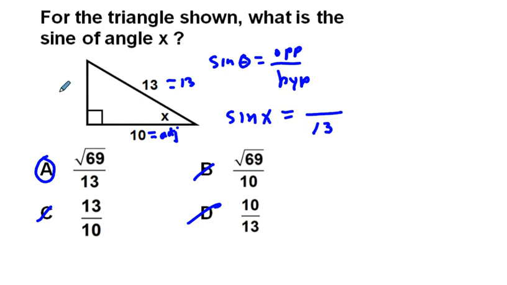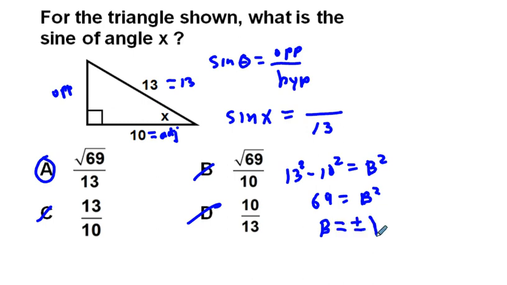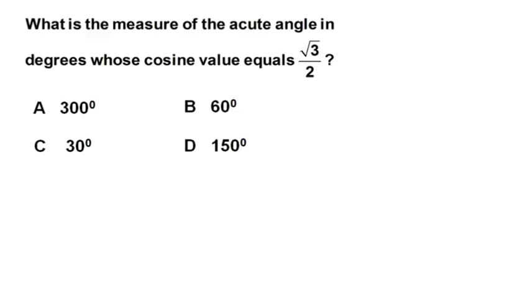And for our opposite side, we use C squared minus A squared equals B squared. So we have C squared minus A squared equals B squared. And so you're going to get 69 equals B squared. So B is going to be equal to plus or minus the square root of 69. And in the context of this problem, we're going to just have the positive value, because distance is recognized geometrically in this context only as positive.